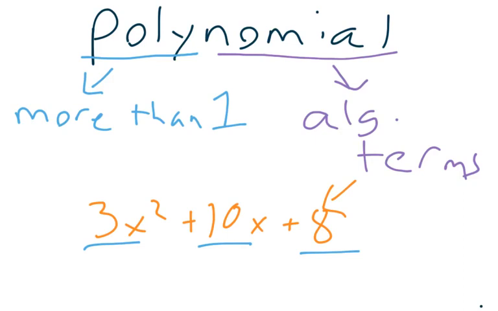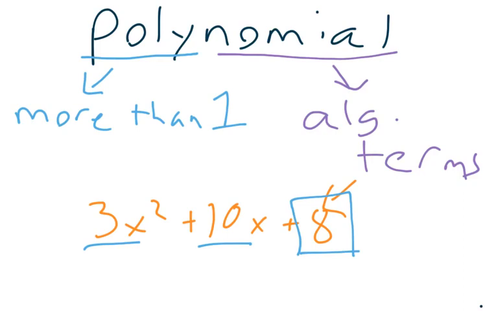But basically, polynomial breaks down into two different words. So poly just means more than one. So poly means, hey, there's more than one part. And nomial means algebraic terms. So basically, these kinds of problems just mean, hey, there's more than one algebraic term. And all an algebraic term is, is a fancy word for a piece of an algebra problem. So basically, if they're separated by pluses and minuses, that is a separate term.